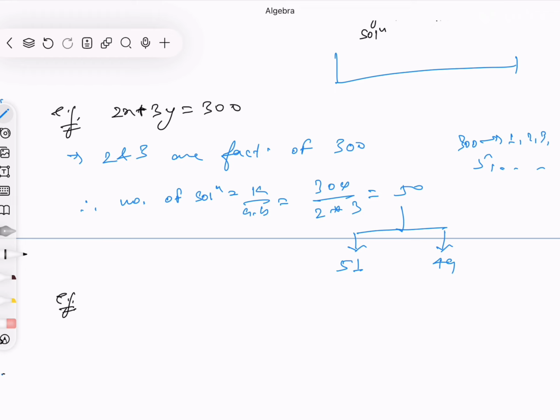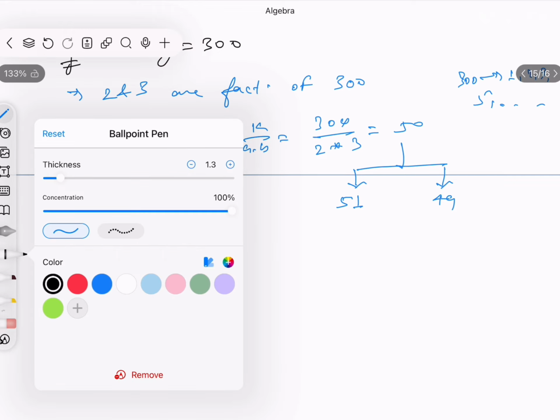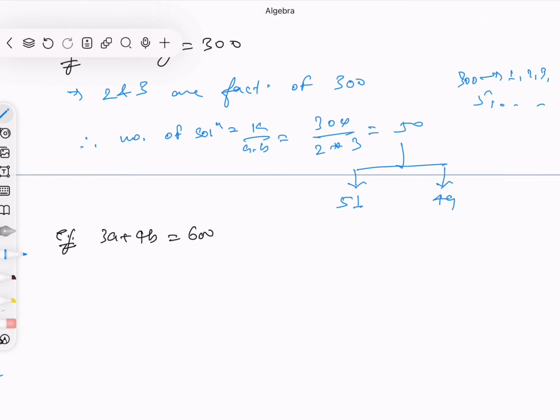3a plus 4b equals 600. So what will be k upon a into b? Just see if they are positive integral. So yeah, 600 has factors 3 and 4, so they are both factors of that.